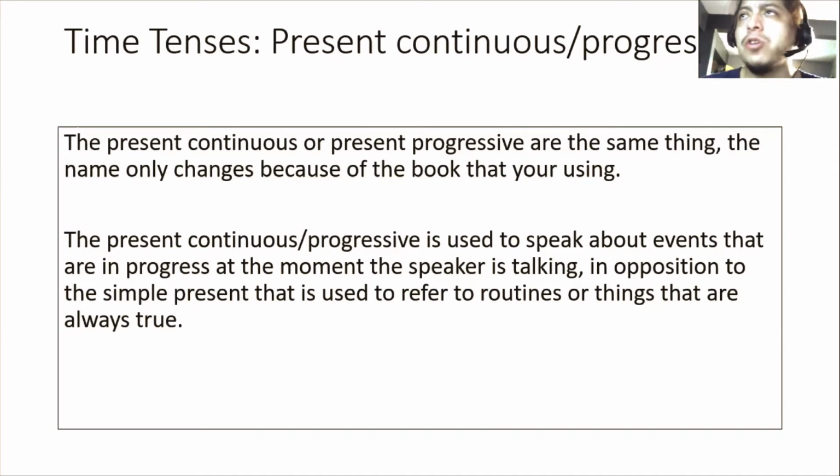The present continuous or progressive is used to speak about events that are in progress at the moment the speaker is talking, in opposition to the simple present that is used to refer to routines or things that are always true. Okay? For routines and things that are always true, the simple present. For things that are happening right now, the present continuous. Okay? So let's speak about the present continuous a little bit.